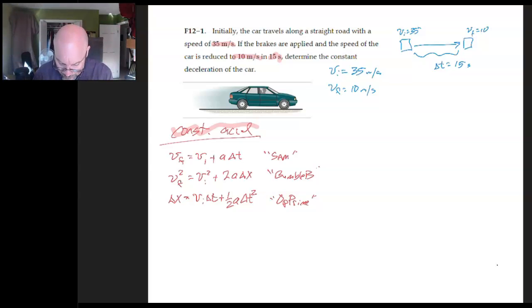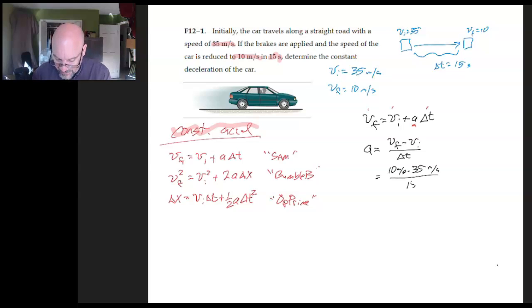So let's start with Sam, V final equals V initial plus A delta T. Now we're given these values here, and we're trying to find A. So let's do a little bit of algebra. Rearrange this thing: A equals V final minus V initial over delta T. Now let's plug our numbers in here. Our final was 10 meters per second, our initial was 35 meters per second, and we're dividing by 15 seconds.